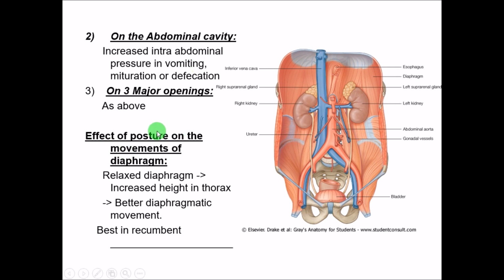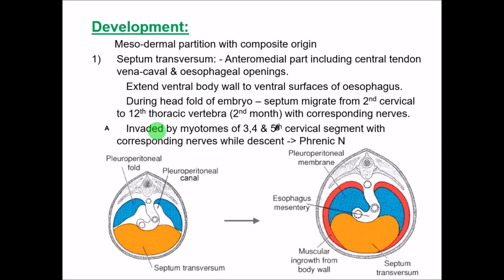Now, the effect of posture on the movement of the diaphragm. What are the effects of posture on the movement of the diaphragm? In the case of a relaxed diaphragm, it increases the height in the thorax, which helps in better diaphragmatic movement. This is about the effect.